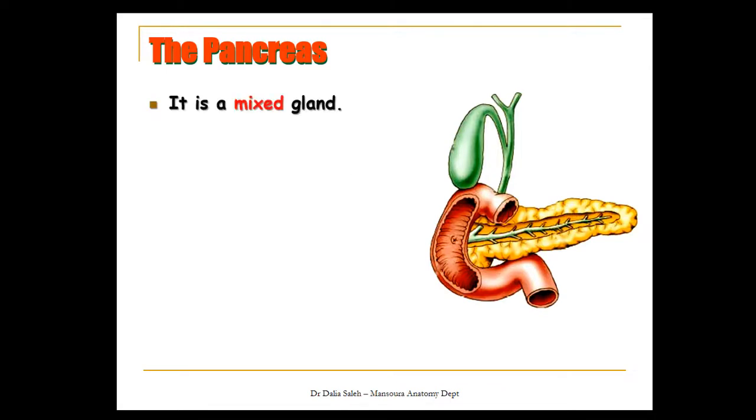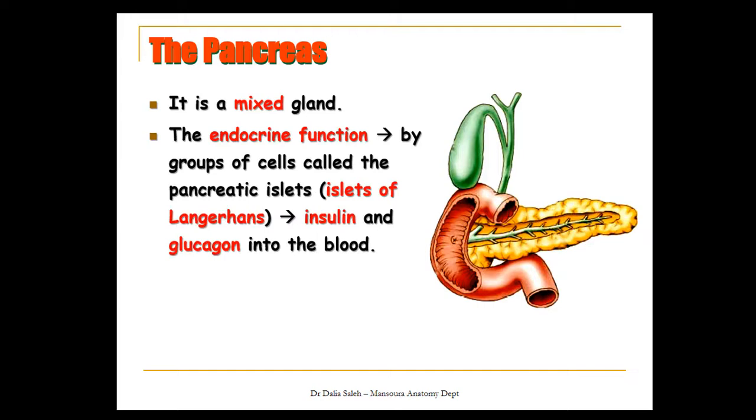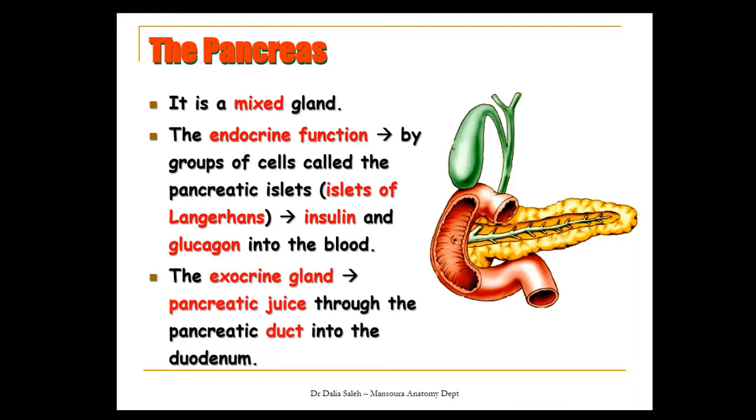The pancreas is a mixed gland, both endocrine and exocrine. Its endocrine function is through groups of cells called the pancreatic islets or islets of Langerhans. They secrete insulin and glucagon into the blood. The exocrine part of the gland secretes pancreatic juice through the pancreatic duct, which opens again into the duodenum.